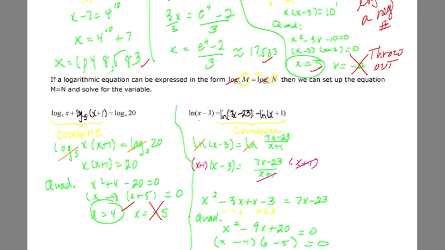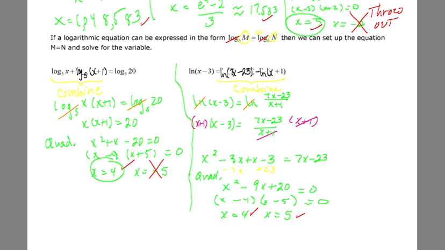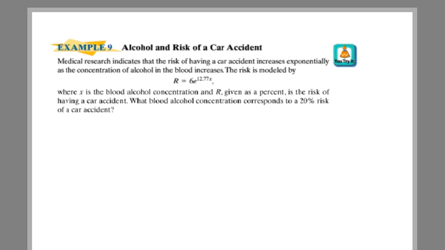I'll put a 4 in place for x. I'm okay, it checks out. Put a 5 in place for x. I'm good. Got to check it back into the original problem to see if they work out where you don't end up with the log of a negative number. And we don't end up with the log of a negative number for that. So that's how we go about solving our logarithm equations.